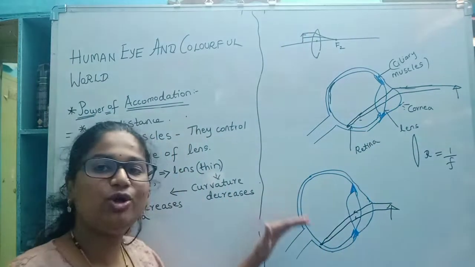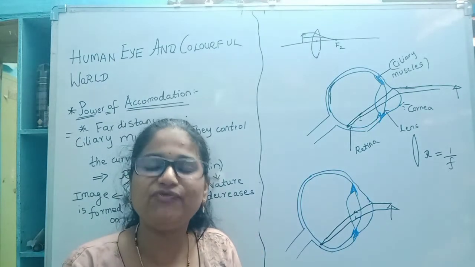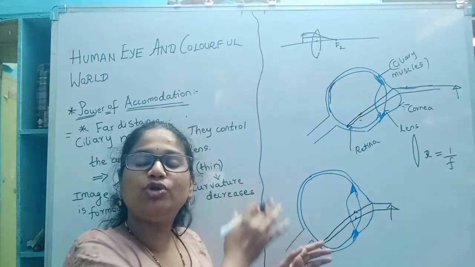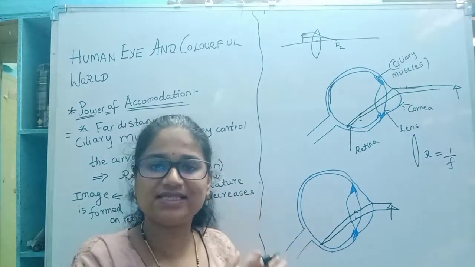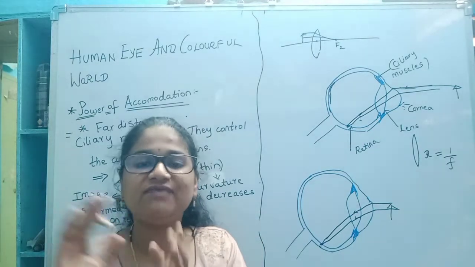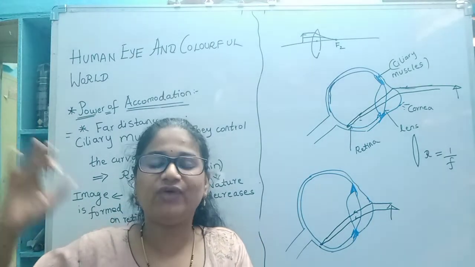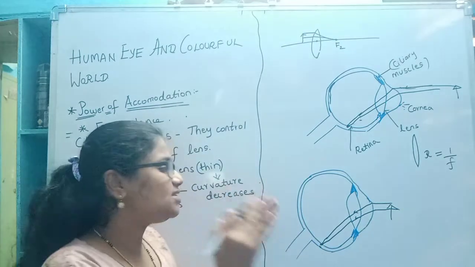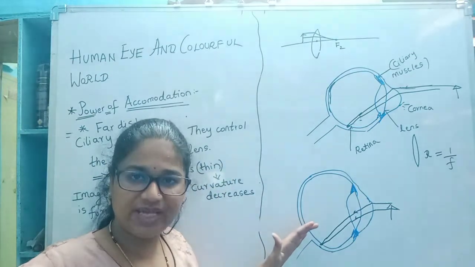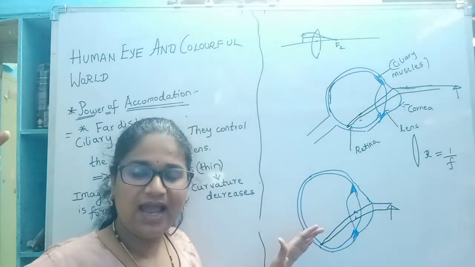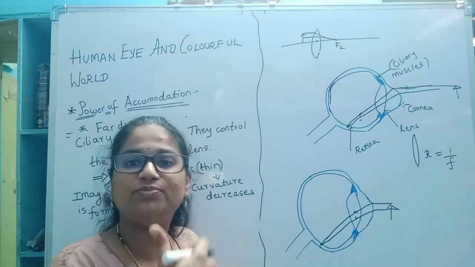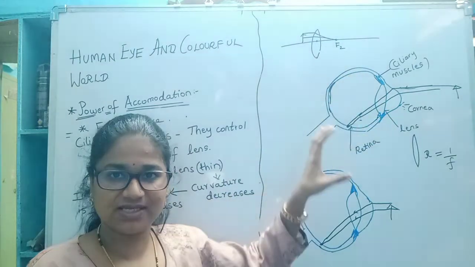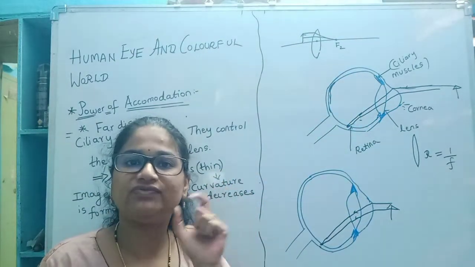So due to the action of the ciliary muscles, the images will be formed on the retina, and when the images are formed on the retina, the photoreceptor cells, as I said in the previous class, rods and cones, will send the message to the brain via electrical signals. If the image is not formed on the retina, the electrical signals will not pass to the brain through the rods or cones, and then we will not be able to recognize what object it is, right? So this is the function of the ciliary muscles, which control the thickness of the lens.